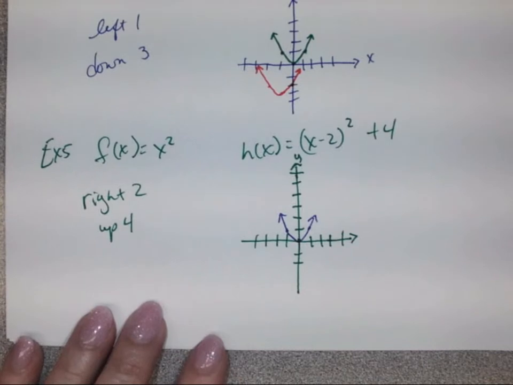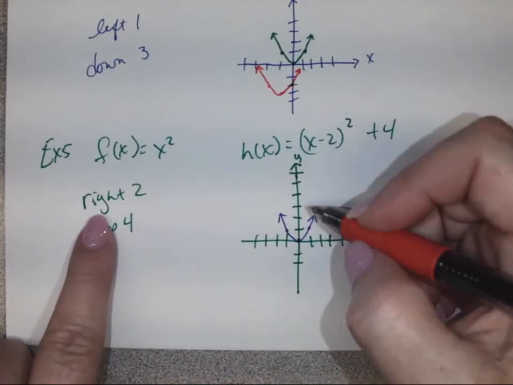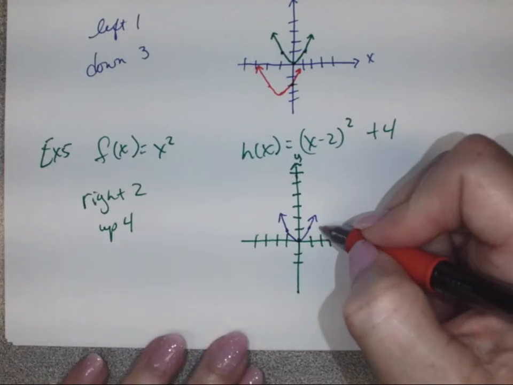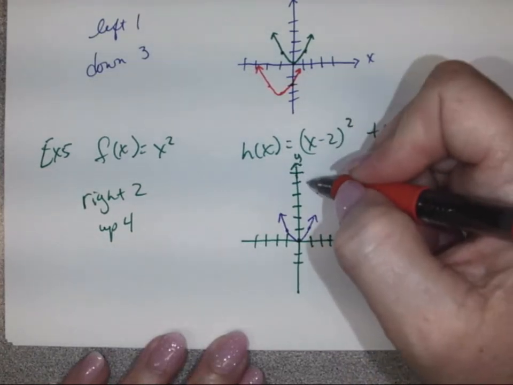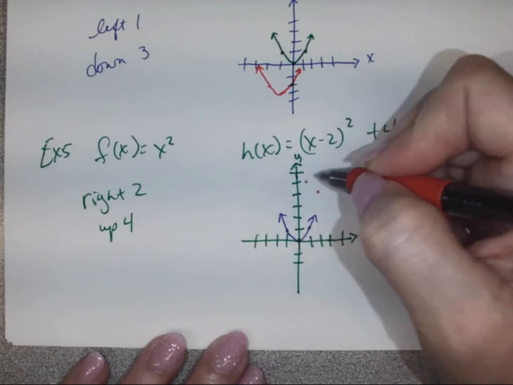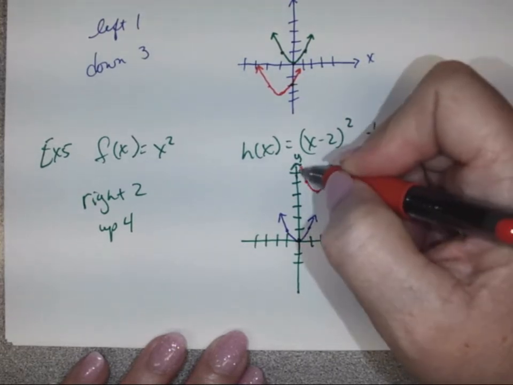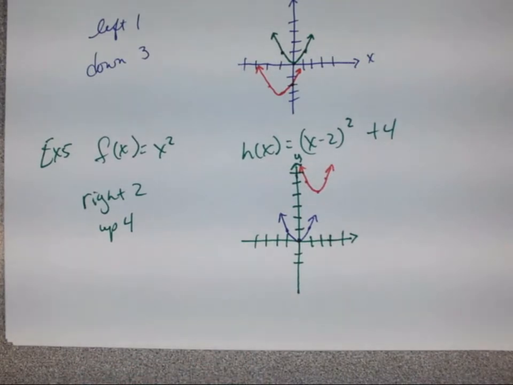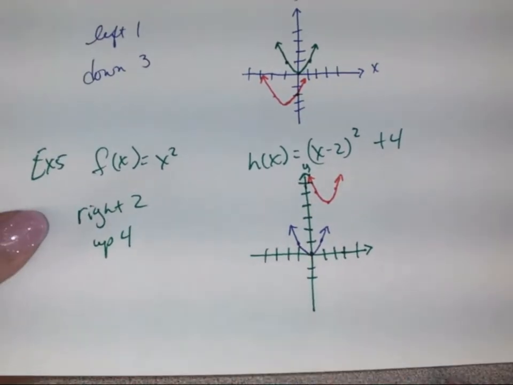And now we need to change it by what we've decided. So right 2 and up 4. 1, 2, 3, 4. And then I know that it's going to graph at those 3 points. All right.